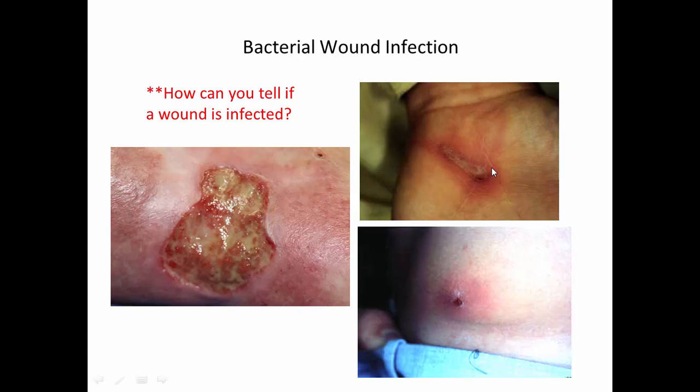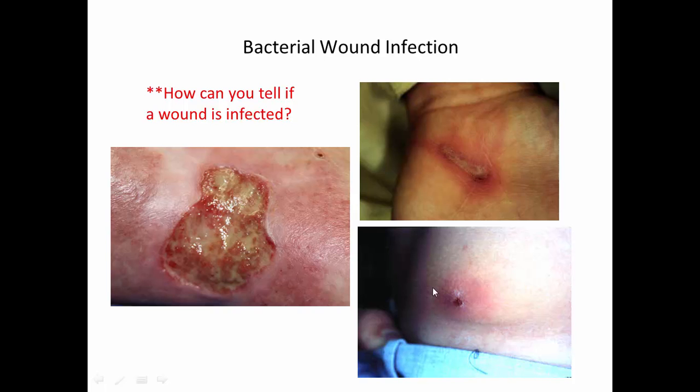Particularly if you see this, in the upper right corner here, if you start to see these red streaks going away from the wound and heading up towards the heart, that is a sign that the infection has actually entered the bloodstream. So we call that a systemic infection, and that can create septic shock. And so that's a medical emergency, and a person needs to be seen by a physician right away.